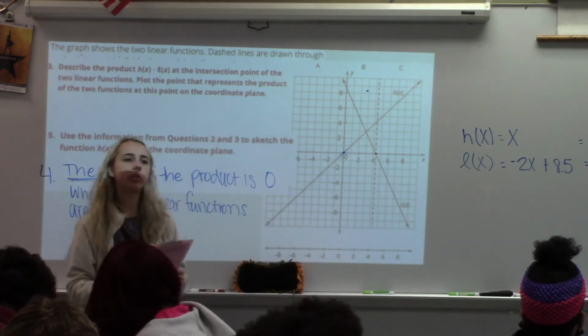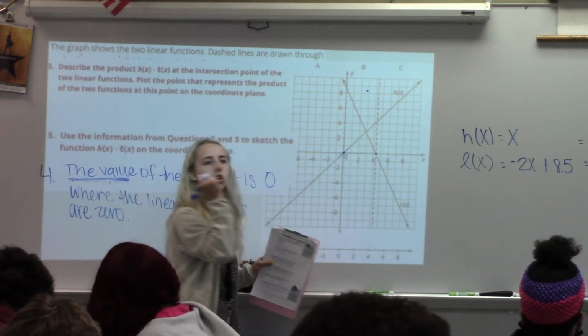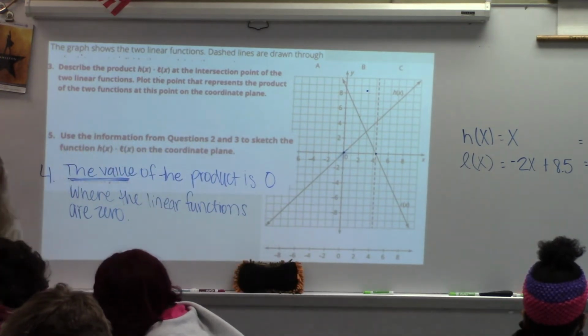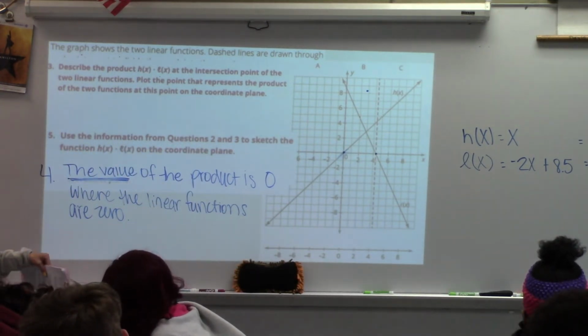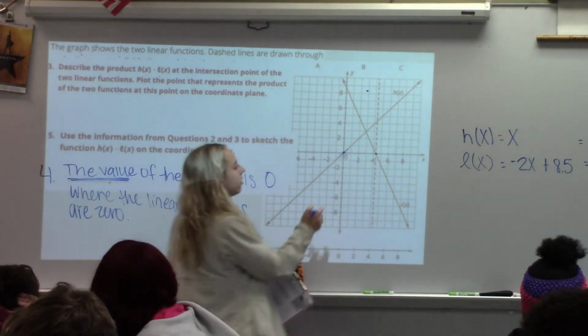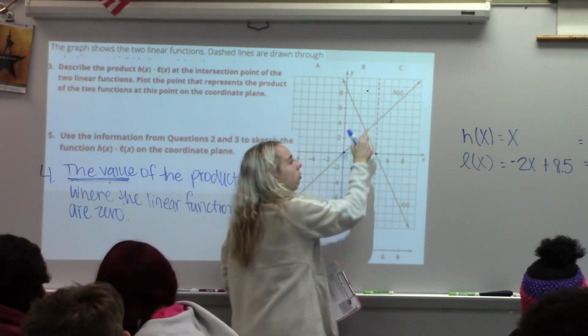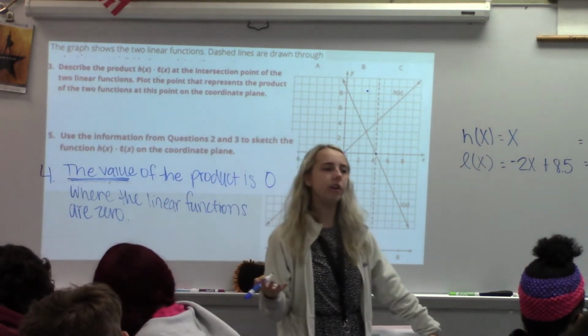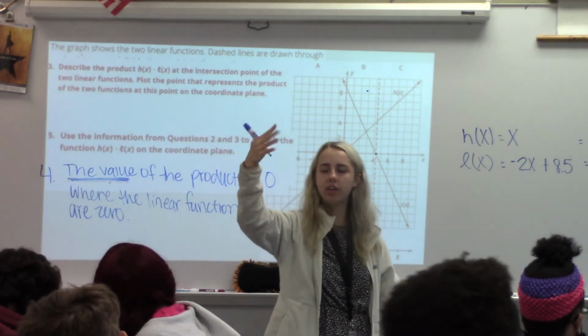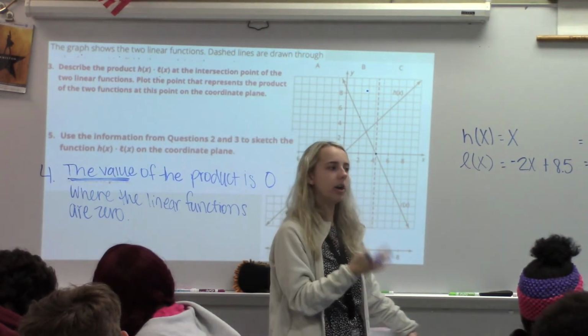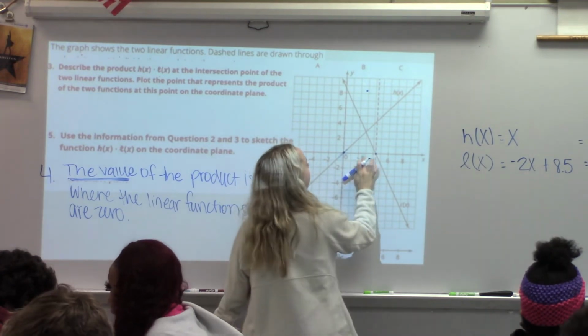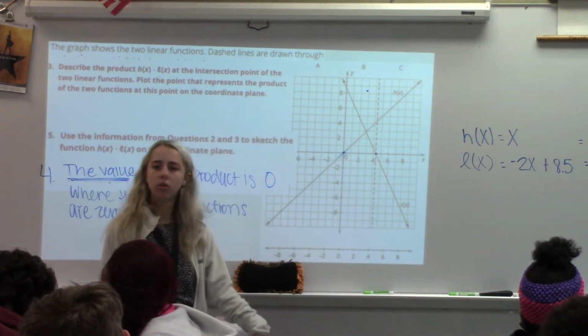Let's look back at number 3 real quick. Let's get this point of intersection. Chloe, you said that the x value for this point was what? 2.83. Okay, so this is at 2.83. What did we have to do to our point of intersection to get that product? Square it. So what's my output? It's like 8.00.